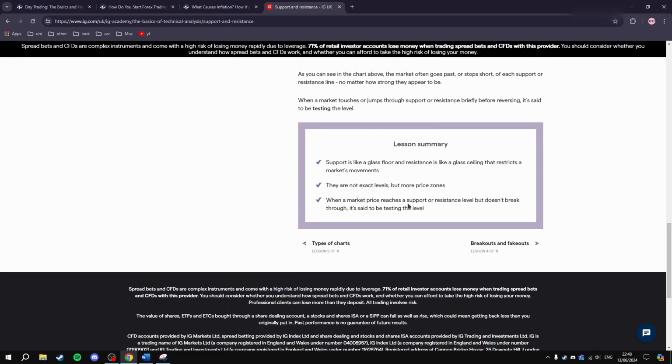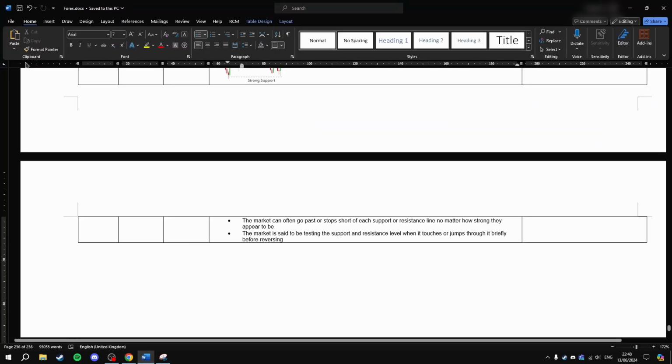So in summary, support is like a glass floor and resistance is like a glass ceiling that restricts a market's price movements. They are not exact levels but more price zones. When a market price reaches a support or resistance level but doesn't break through, it's said to be testing the level. I'm going to leave this episode here then.